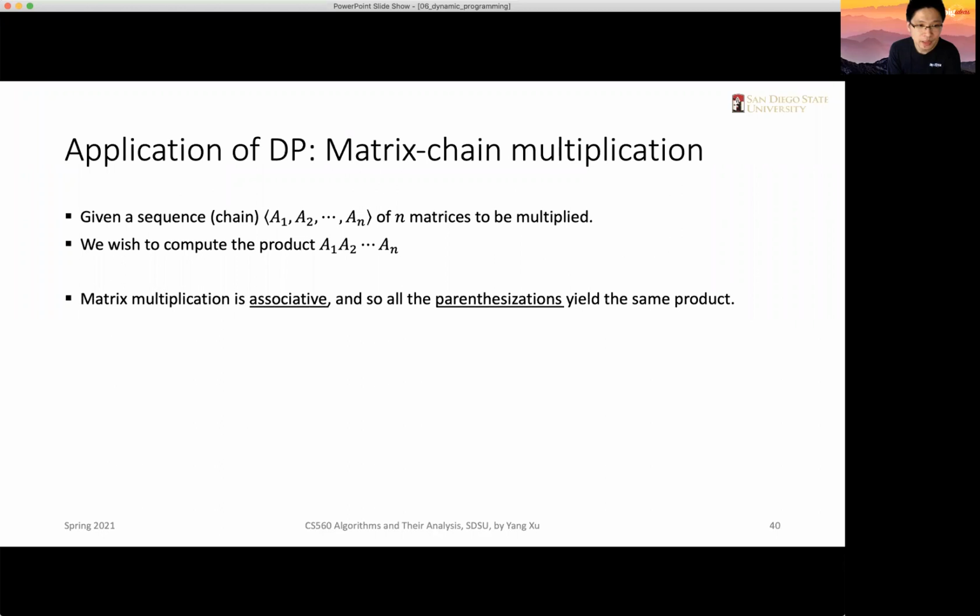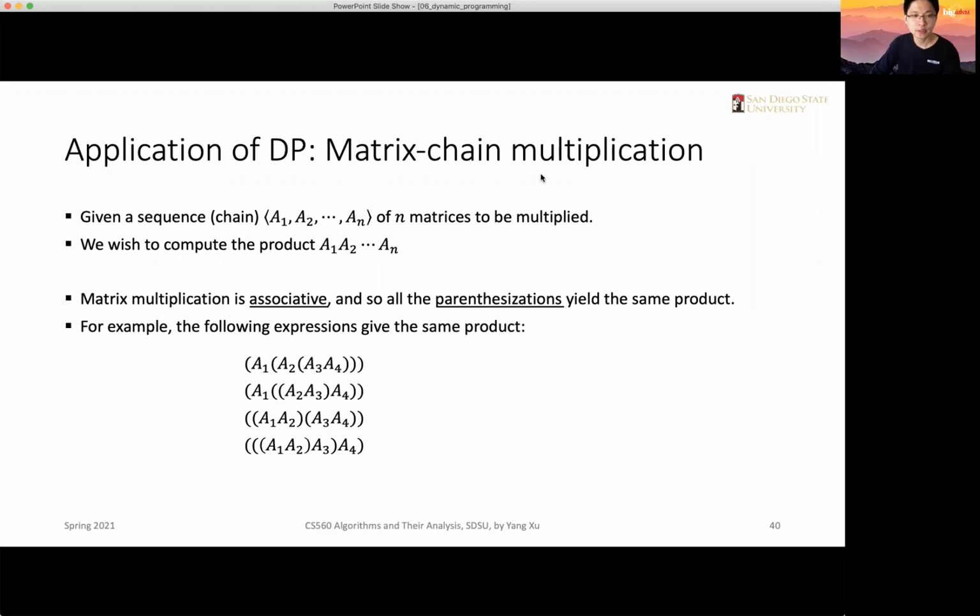Matrix multiplication is actually associative, which means that we can add parentheses to this sequence and the result will be the same, okay? For example, the four different ways of adding parentheses actually result in the same product. We can let A3 times A4 first, and then use the product to times A2, and use the product to times A1. That is the first parenthesization, okay?